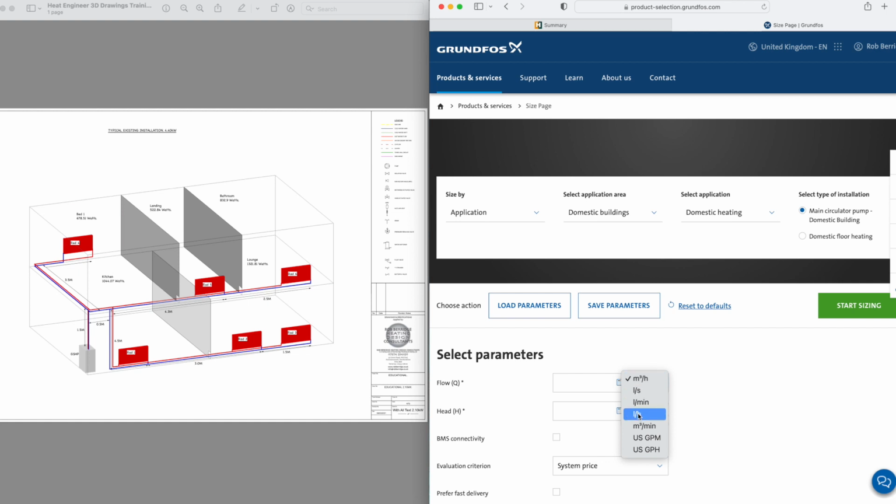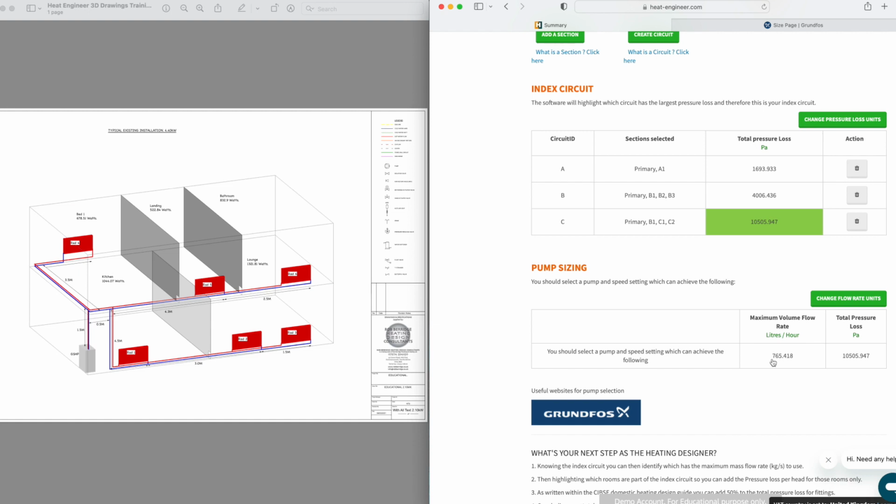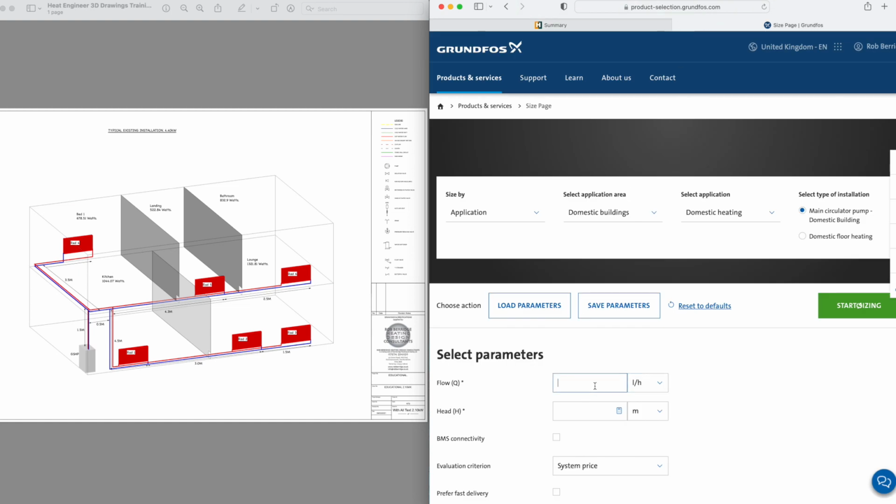Now we decided we're going to use litres per hour. And if we go back to our summary, we needed 765 litres an hour. So let's call it 770 litres an hour. So we go 770 litres per hour.